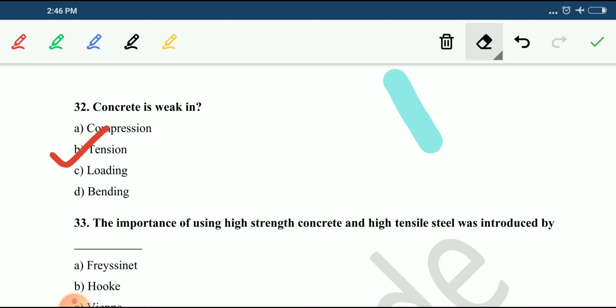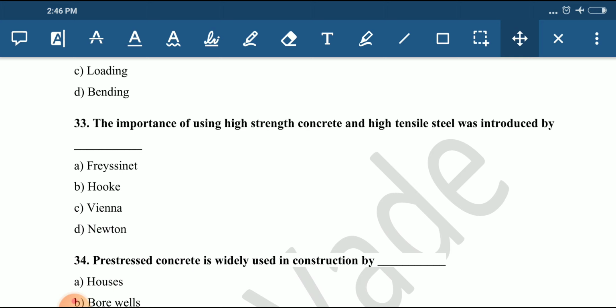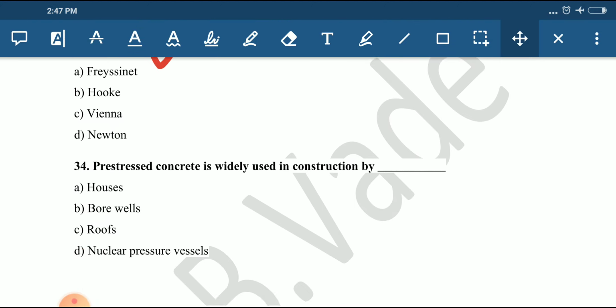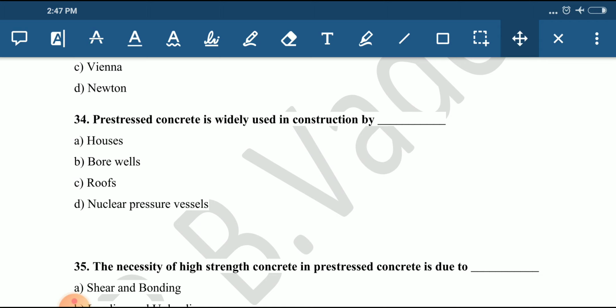Okay. Next, the importance of using high strength concrete and high tensile steel was introduced by whom first? That is Freyssinet. He introduced it for the first time. He first introduced high strength concrete and high strength steel, and he is the father of pre-stressing. This you also have to remember. These questions may come in your examination, if you are preparing for MPSC or GATE. If you are preparing for any competitive exam, these are very important.